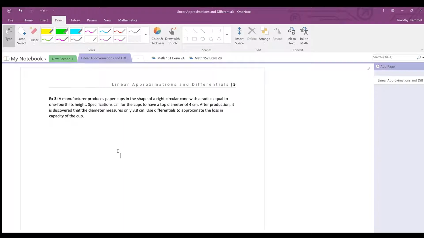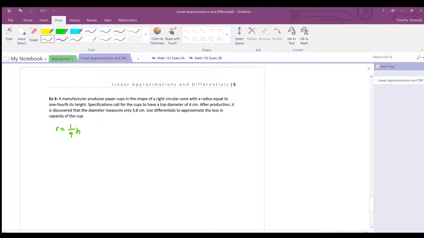Example 3. A manufacturer produces paper cups in the shape of a right circular cone with a radius equal to 1/4 its height. Let's write that down actually real quick. A radius equal to 1/4 its height. I just have a feeling that that might wind up being important. And then next, specifications call for the cups to have a top diameter of 4 centimeters. After production, it is discovered that the diameter measures only 3.8 centimeters. Use differentials to approximate the loss in capacity of the cup.